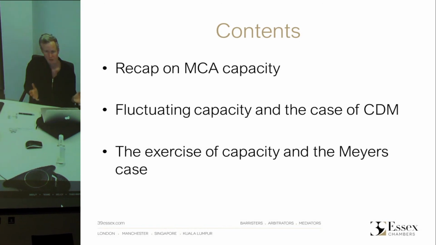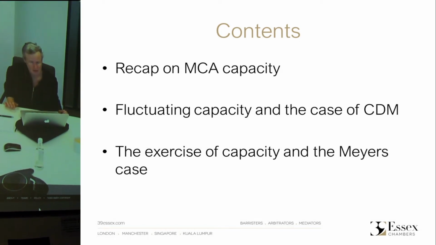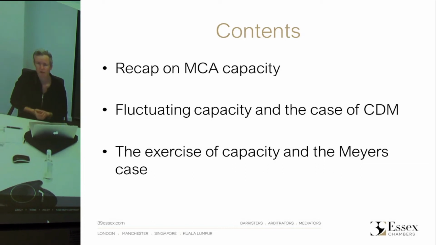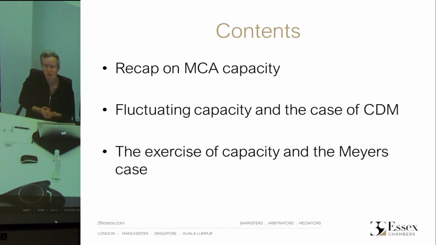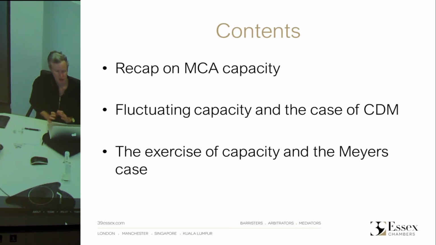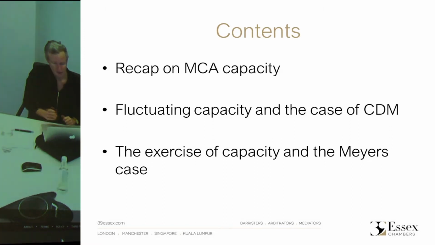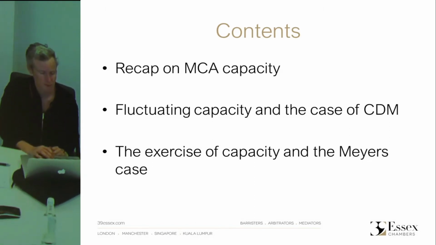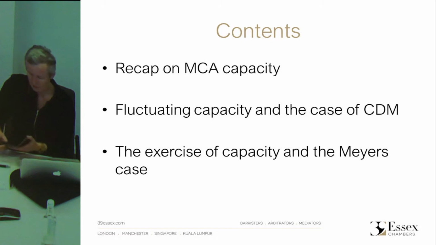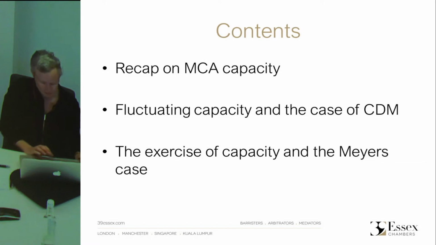I'm going to give you a recap on the Mental Capacity Act and in particular on capacity, then look at fluctuating capacity in the case of CDM, which is the case that I've been involved in and is currently adjourned in the Court of Appeal, and then look at the exercise of capacity and the recent case of Myers. That's another case I was involved in, which is a case under the inherent jurisdiction. Just make sure that you know about that and the difficulties that arise as a result of that case.